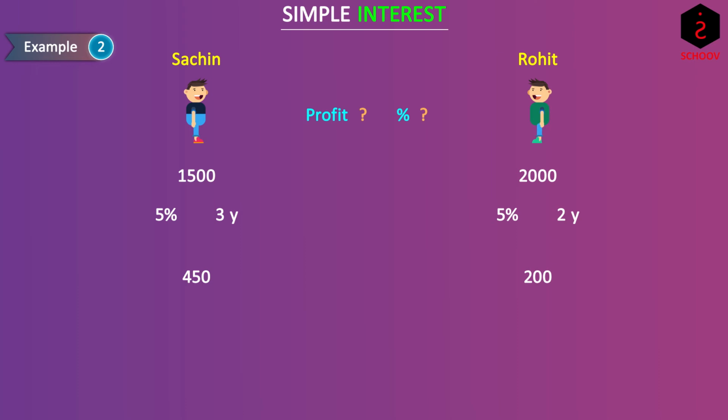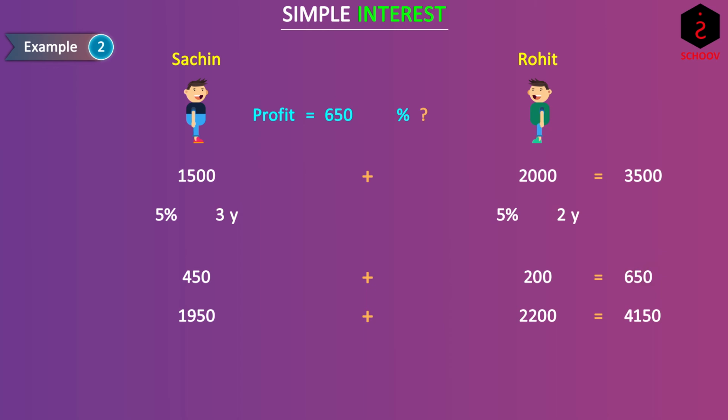So the amount that he receives in the first deal is principal plus interest, 1500 plus 450, 1950. And in the second deal, 2000 plus 200, 2200. So the total amount that he receives is, add these two, 4150, and total interest, add these two, so 650. And how much did he give in total? 1500 plus 2000, 3500. Actually, 650 is the extra that he receives, which is his profit.